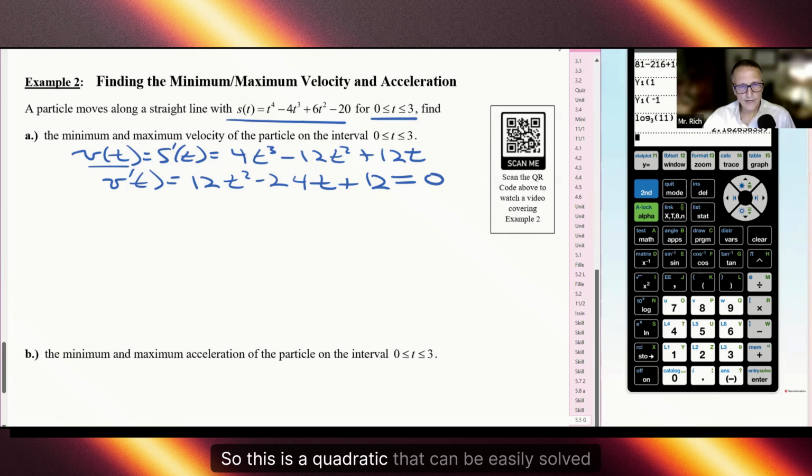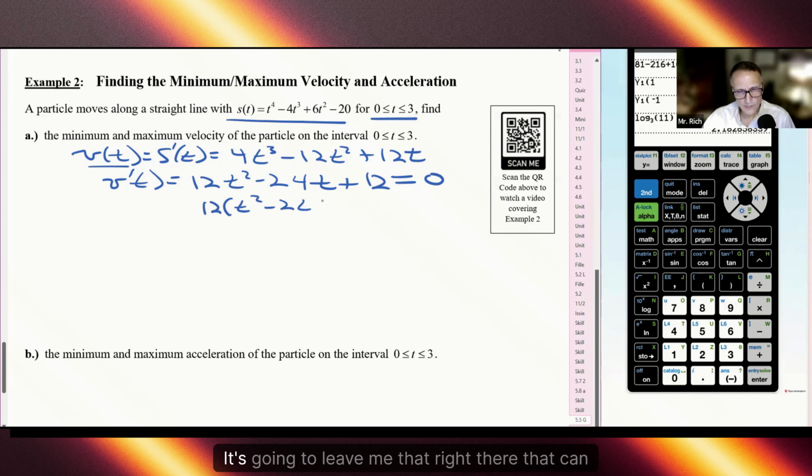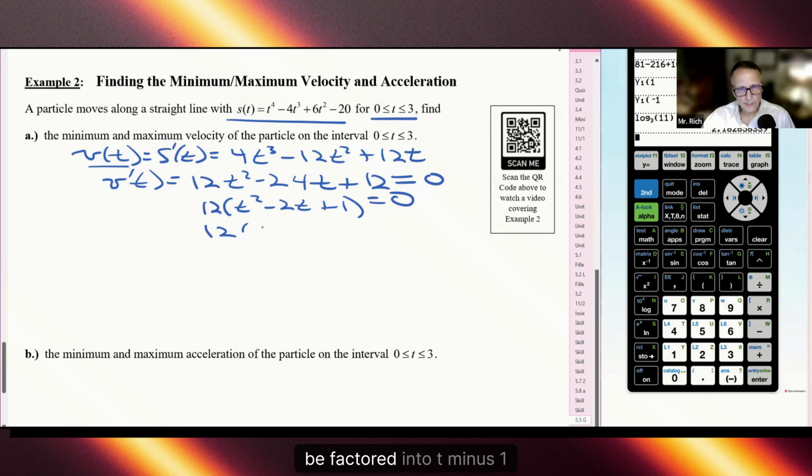So this is a quadratic that can be easily solved because I've got a common factor of 12 that I will pull out. It's going to leave me that right there. That can be factored into t minus 1 squared. So t equals 1 is the critical value. So now I make my list of candidates. So that is the critical value of v of t.